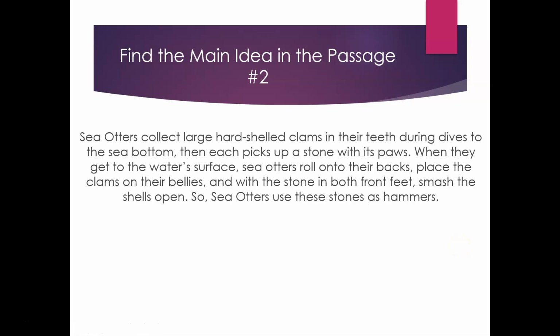Sea otters collect large, hard-shelled clams in their teeth during dives to the sea bottom. Then each picks up a stone with its paws. When they get to the water's surface, sea otters roll onto their backs, place the clams on their bellies, and with the stone in both front teeth, smash the shells open. So, sea otters use these stones as hammers.